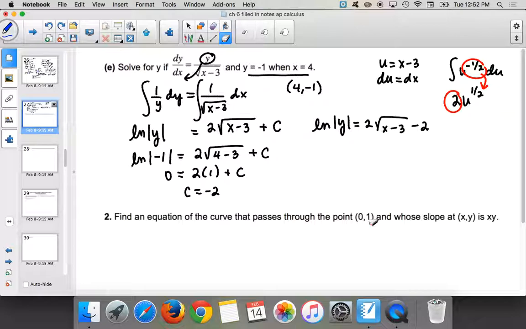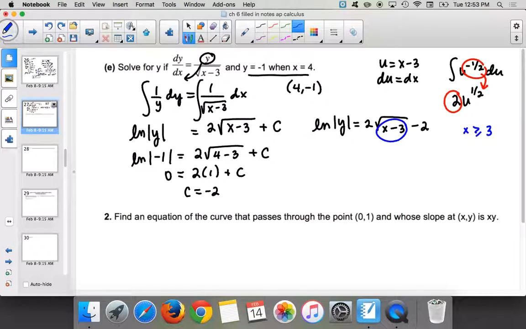So things that affect domain: natural log, logarithms, denominators, square roots. In this problem, we have a square root. We do have a natural log as well, but for the x's, we have a square root. So what is true about this domain? What can I not have? I can have 3. I can't have things that are smaller than 3. So I would write x has to be greater than or equal to 3.